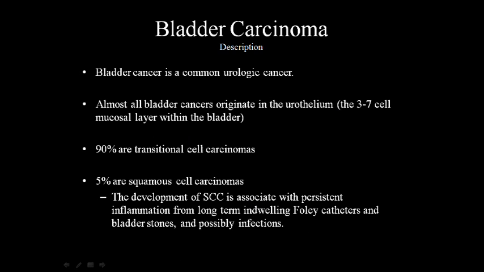So that brings us to bladder carcinomas. Bladder cancer is a common urologic cancer, not the most common. Almost all bladder cancers originate in the urothelium, the 3 to 7 cell mucosal layer within the bladder. So it comes from the urothelium. Just keep that in mind. 70 to 90% are transitional cell carcinomas.